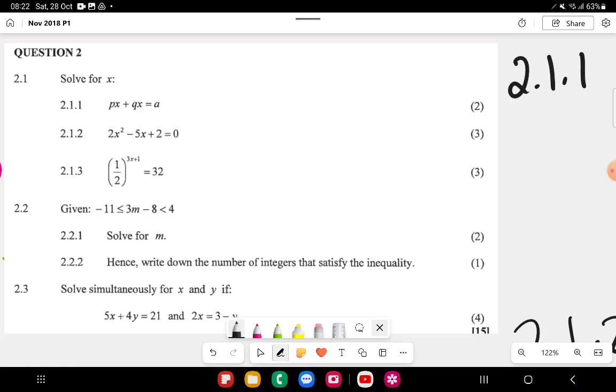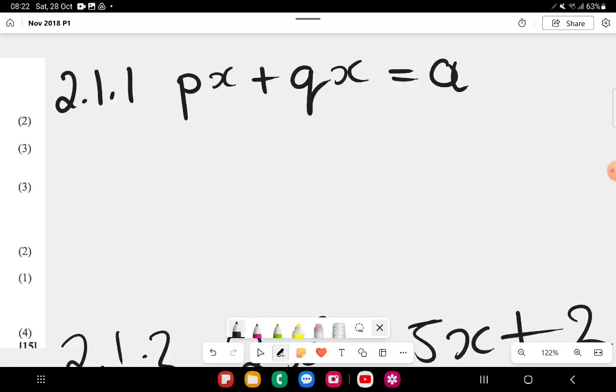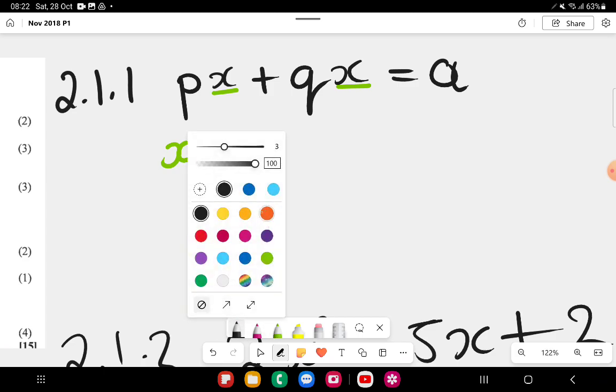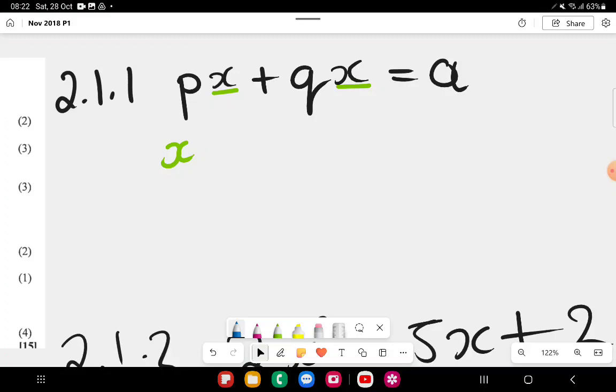Let's start with solve for x, 2.1.1. First thing that I notice is that x is common on the left hand side, so I'm going to take x out, which is good because I want to solve for x. So I like to write in blue. I'm going to write P plus Q is equal to A.